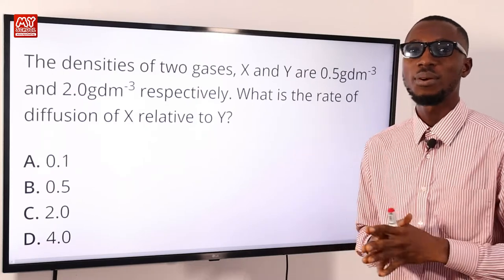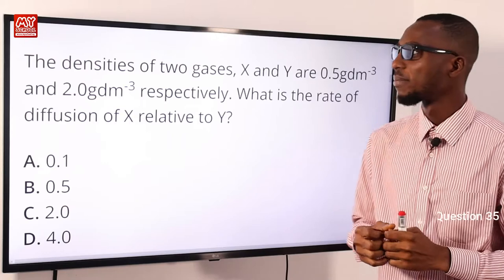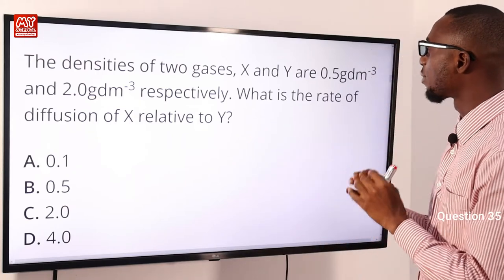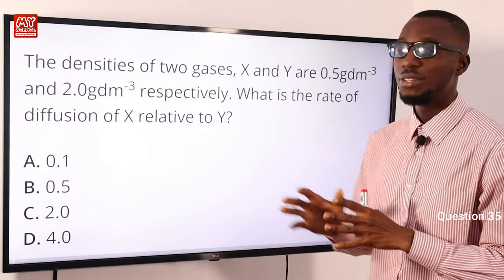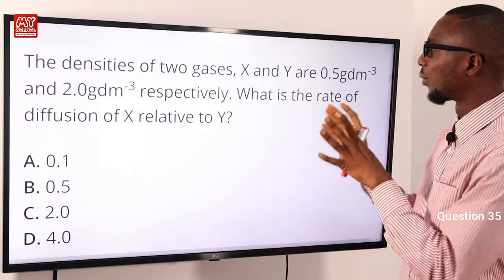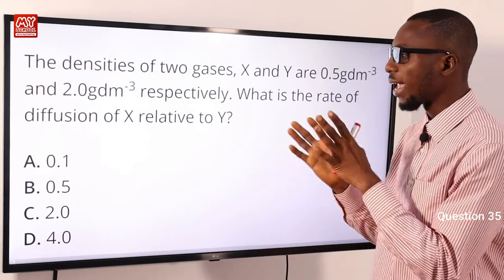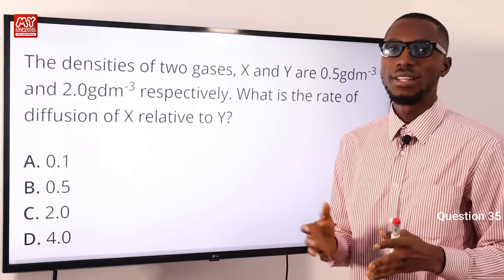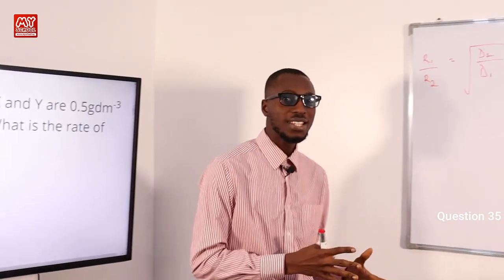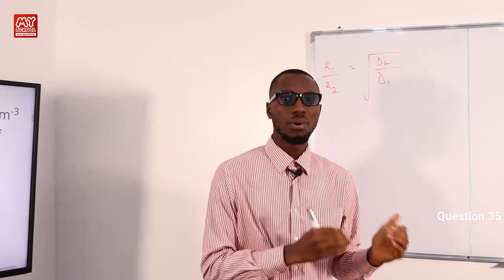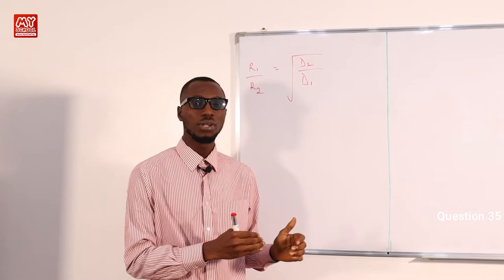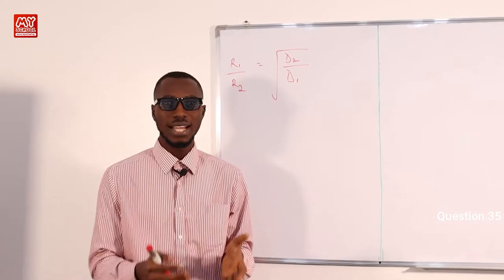So join me as we tackle question 35. The densities of two gases X and Y are 0.5 gram per dm cube and 2.0 gram per dm cube respectively. What is the rate of diffusion of X relative to Y? So recall Graham's law of diffusion, which states that at constant temperature and pressure, the rate of diffusion of a gas is inversely proportional to the square root of its density.